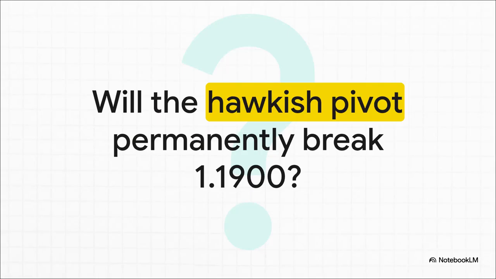To wrap up this explainer, I want to leave you with a final thought that really ties our entire top-down journey together. We know the math and we know the levels. But as you watch this currency pair this week, ask yourself, will the RBNZ's hawkish response to geopolitical oil spikes permanently break that technical 1.1900 floor, or will this prove to be just temporary inflation noise? The answer to that question is going to dictate the next major trend.